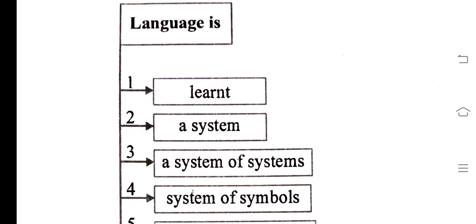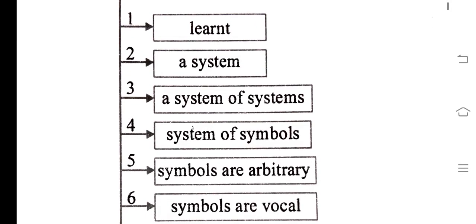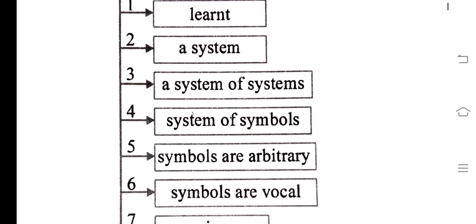पहला क्वेश्चन है नेचर ऑफ लैंग्वेज। अगर क्वेश्चन आ जाता है तो हमें कम से कम 4 नंबर का अगर आता है तो 4 पॉइंट तो लिखने ही होते हैं। तो आइए देखिए, Language is learned. Language is a system. Language is a system of symbols. Language is arbitrary.